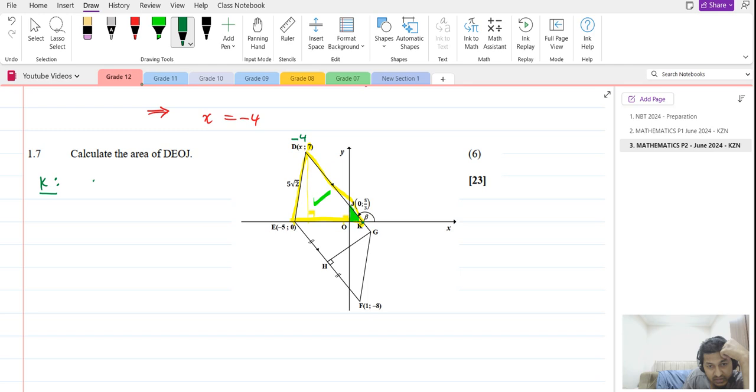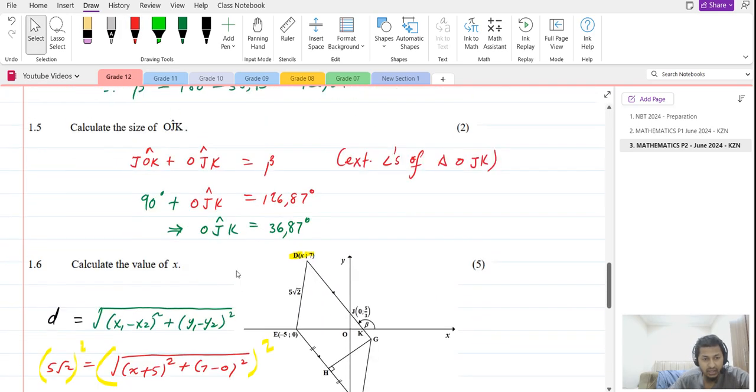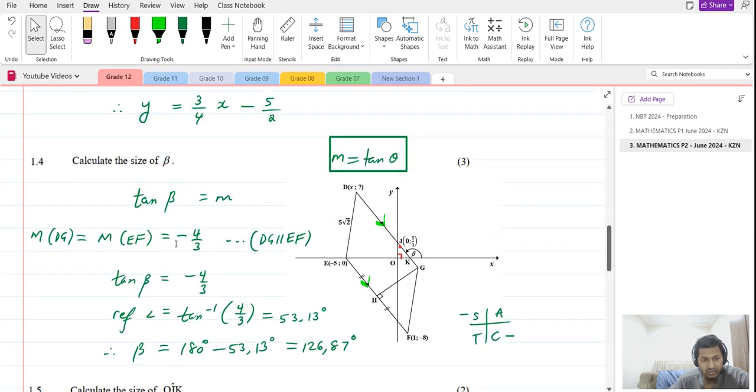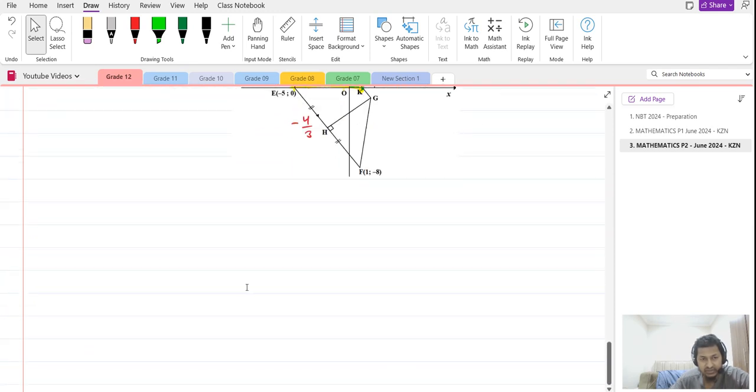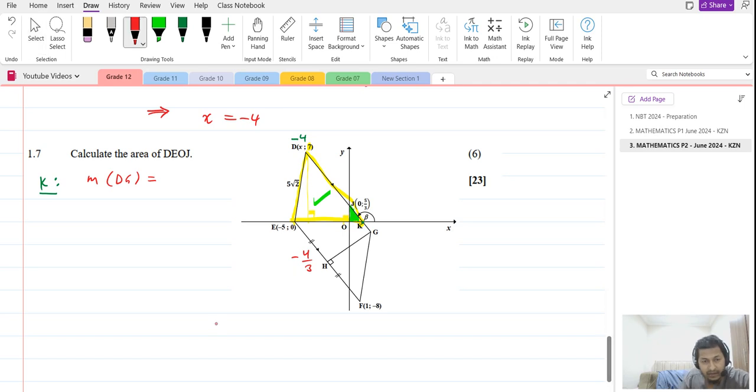So what's the gradient? We know the gradient of DG is, that's easy, because the gradient of DG is already, I think it was -4/3. Let's just check that up. It's the same as the gradient of EF. We did find the gradient of DG. It's -4/3, right? Gradient of DG is -4/3. We even have a y-intercept, which is 5/3.